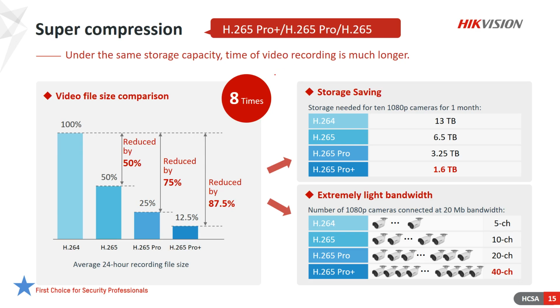Okay, so let's talk about another concept, which is the compression standard. For the international standard, we have H.265 and H.265 Pro. This is an international compression standard, but we invented H.265 Pro Plus, which is based on H.265 Pro. We did an optimization and we created it. The advantage of H.265 Pro Plus is here.